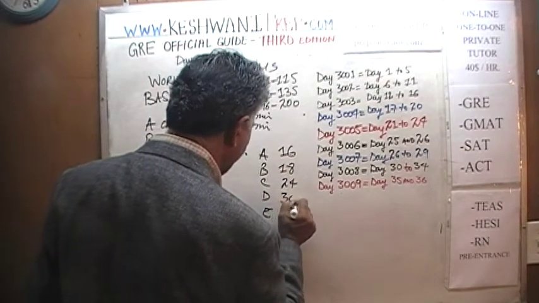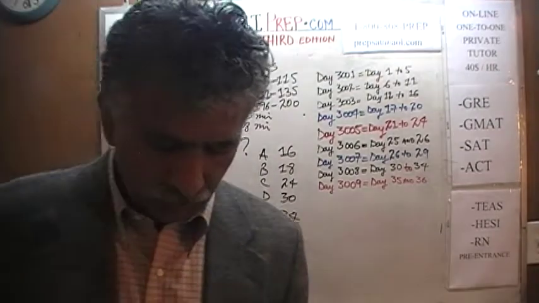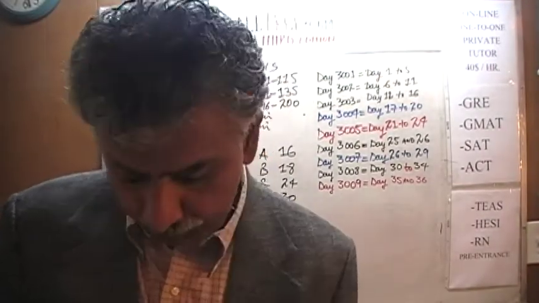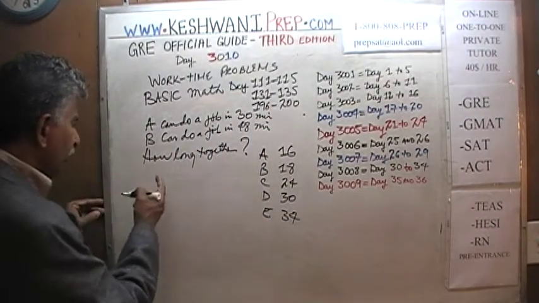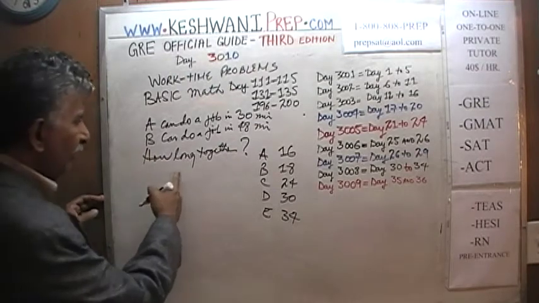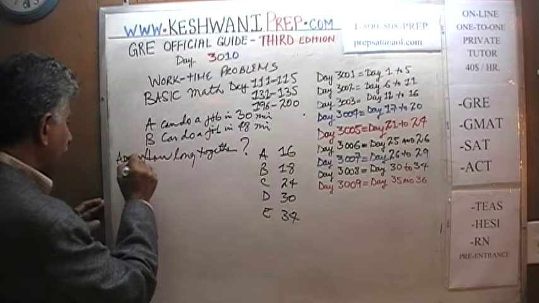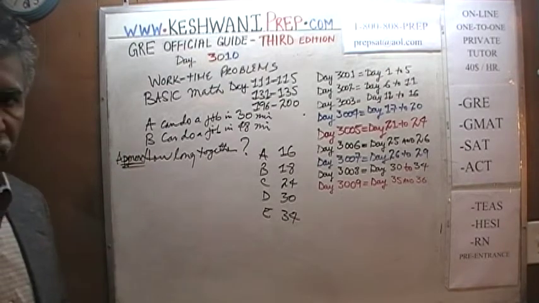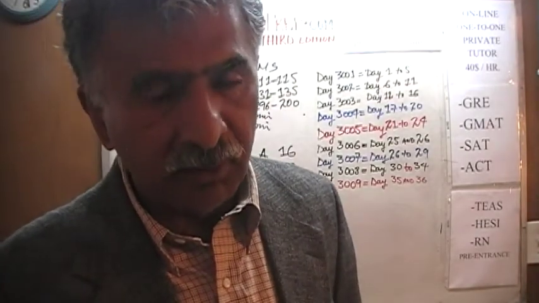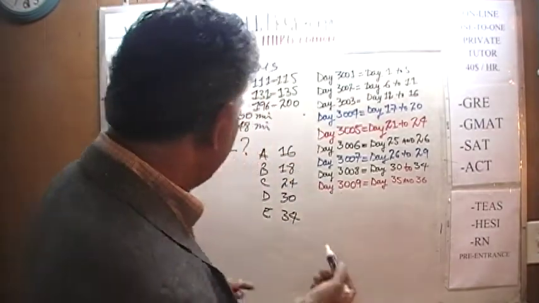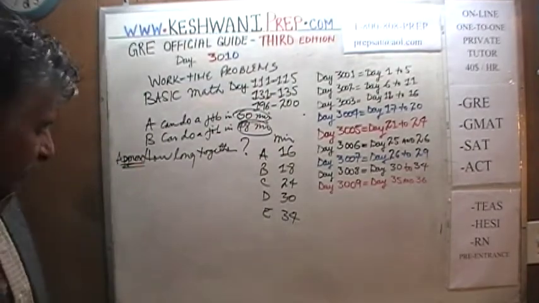What I want you to do is work on this problem, and in the next video we will do it together. Alright? We'll make it interesting. Work on it yourself. Oh, in the exam it's not going to say how long will they take together, it'll say approximately how long. I forgot, that's a very important part. The question is going to say approximately how many minutes are they going to take to finish the job together. And these are all in minutes, because this is 48 minutes. The first guy takes 30 minutes. The second guy takes 48 minutes.